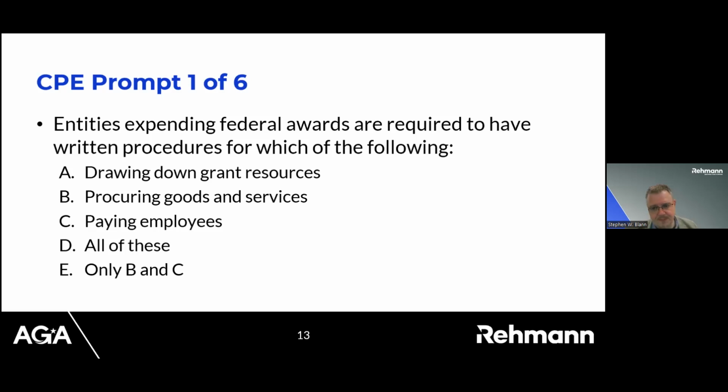And as we go down our list here, hopefully from the last slide, it's all very familiar to you. We do need to have written policies and procedures on drawing down grants, on procuring goods and services, and paying employees. So D is the correct answer, but as long as you gave an answer, you're in good shape.